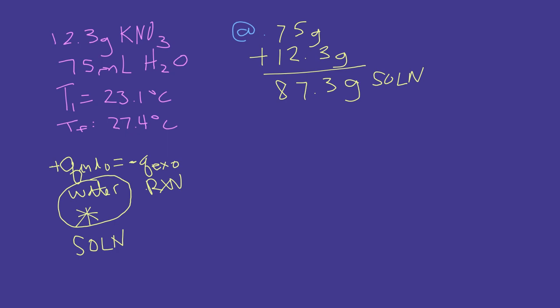Part B says, what is the Q value for water? And really, we shouldn't say what's the Q value for water. We should say what's the Q value for the solution. So our Q for our solution or our water is equal to the mass, which is 87.3. Specific heat, it tells us in the problem to use 4.2. Since it's mostly water, that makes sense. And then the change in temperature. So T final is 27. This is not the world's best handwriting here. 27.